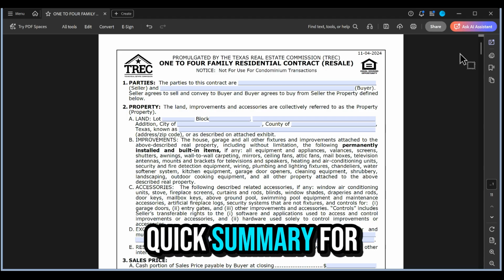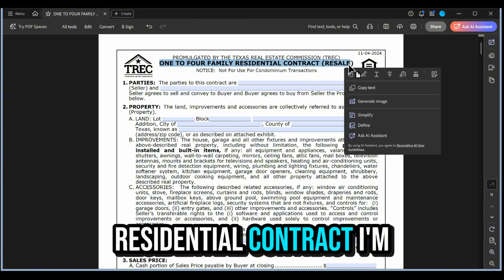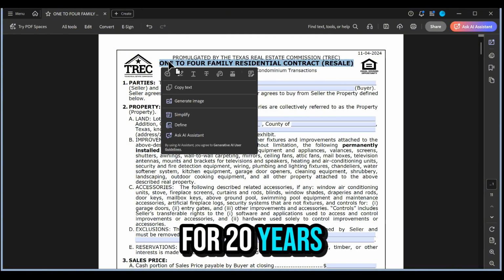I did a quick summary for you, just so that you know what to look out for when you're reading the 1 to 4 family residential contract. I'm Alan Jimenez, real estate broker at HoustonHeights.org. I've been doing it for 20 years. It's gone by fast.